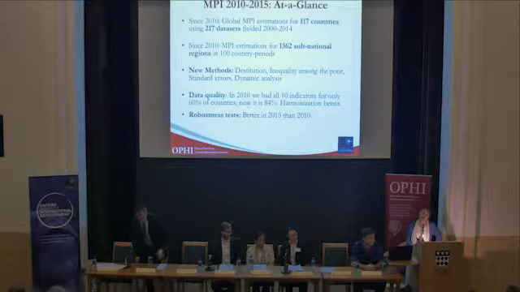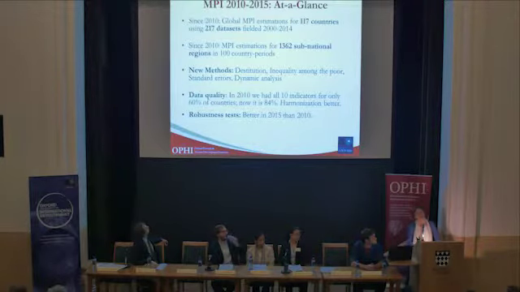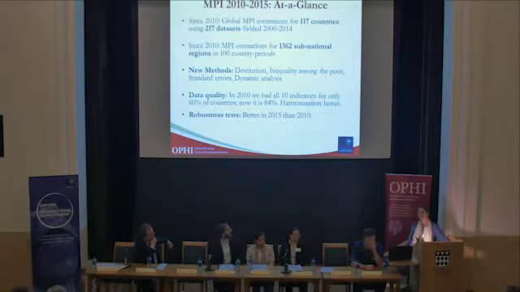So the MPI was first launched in 2010 by the UNDP Human Development Report Office and estimated by OPHI, and we have estimated MPI for 117 countries to date using 217 data sets. And also, we have estimated the MPI subnationally for 1,362 subnational regions.